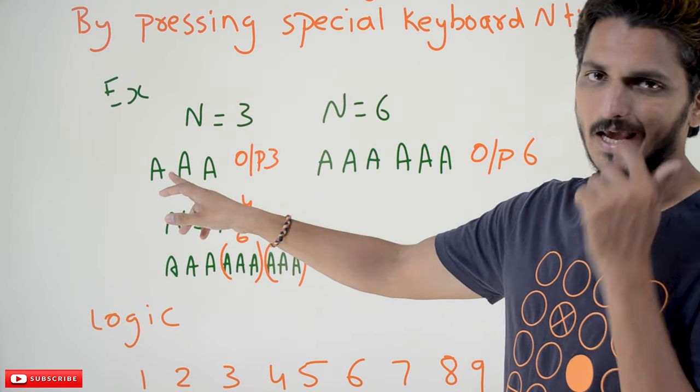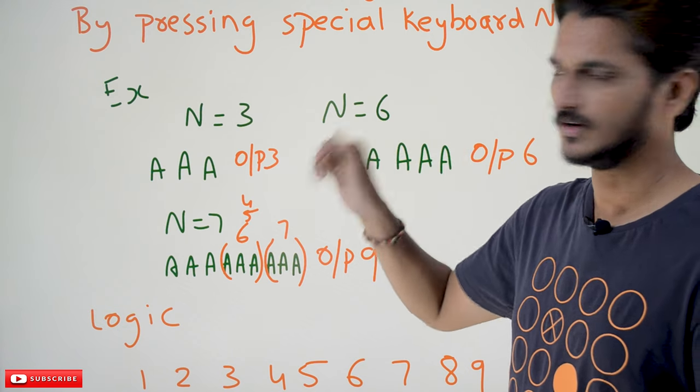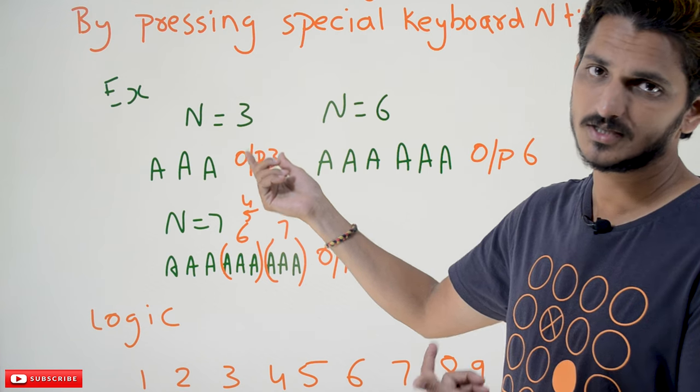First time, print A, print A, print A, means key one, key one, key one. So the maximum you can display on the screen is 3.